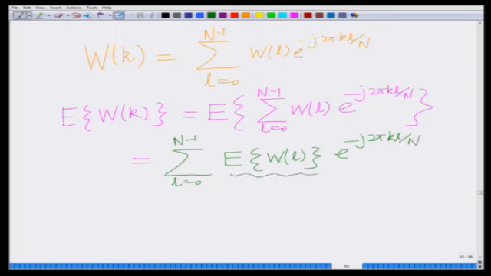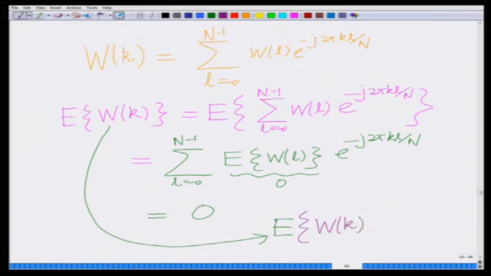Now, since the expected value of each w(L) is 0, this whole quantity is 0, which means the expected value of each capital W_k is 0. That is, each noise sample at the input is 0 mean, and since the FFT is a linear operation, naturally at the output of the FFT, each capital W_k is also 0 mean. Alright, so no surprises there. So, each noise sample capital W_k on each subcarrier is also 0 mean.